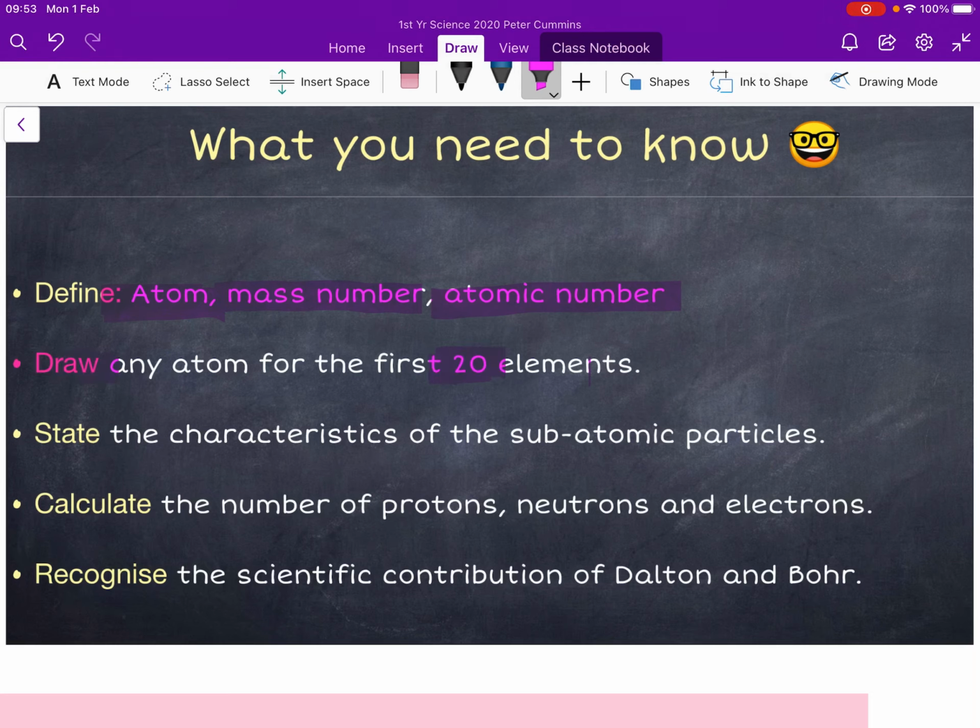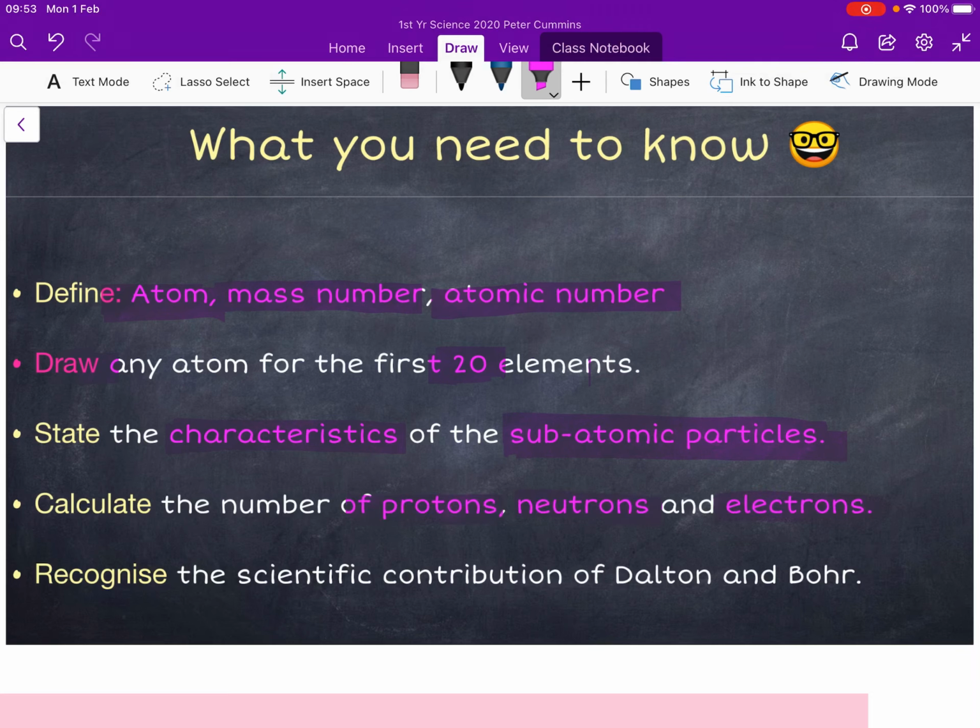We have to be able to draw the first 20. So we'll be doing that on Thursday. We'll be drawing them on Thursday. We have to look at these subatomic particles, so particles that are even smaller than atoms, so particles that are inside the atom itself. And what is it? Characteristics means like your characteristics might be brown hair, blue eyes, that kind of thing. So characteristics, so stuff we need to know about them.